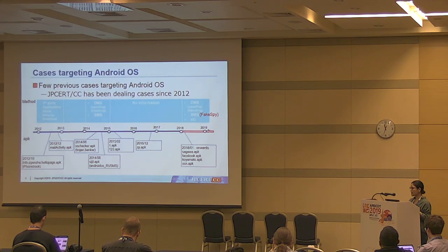Let me talk about a few previous cases here. As you can see on this map, we have been dealing with Android OS cases since 2012. In 2012, they used third-party application stores or drive-by downloads as a method to infect with the malware. But recently, route hijacking or SMS is the most common method. My slide focuses on the 2018 SMS method. It's going to be FakeSpy.